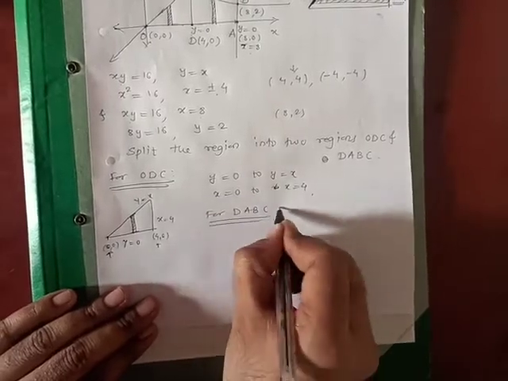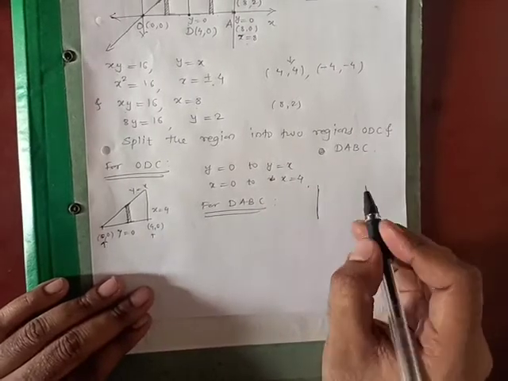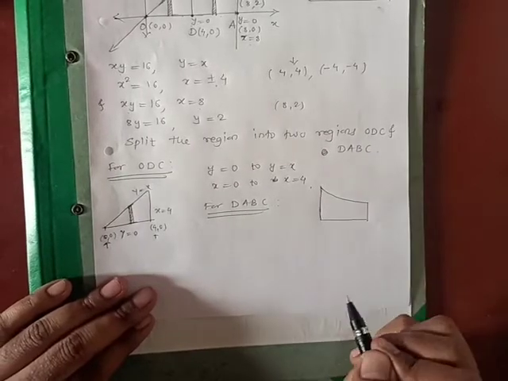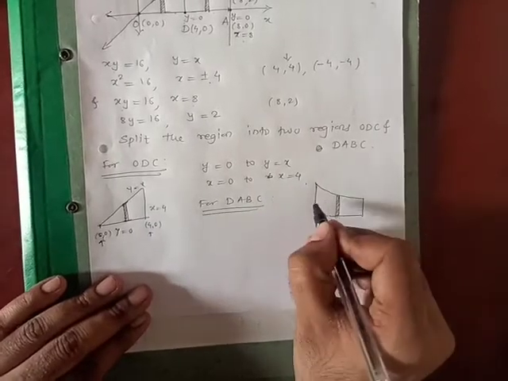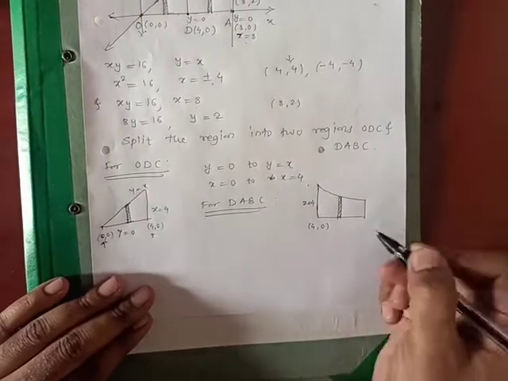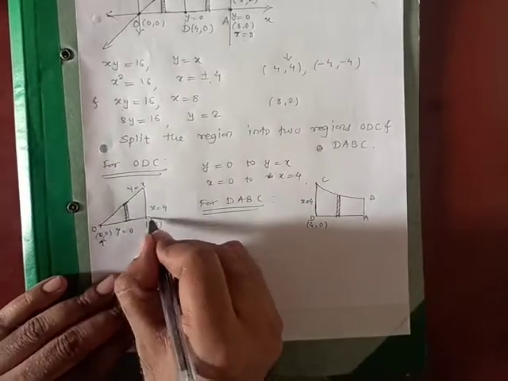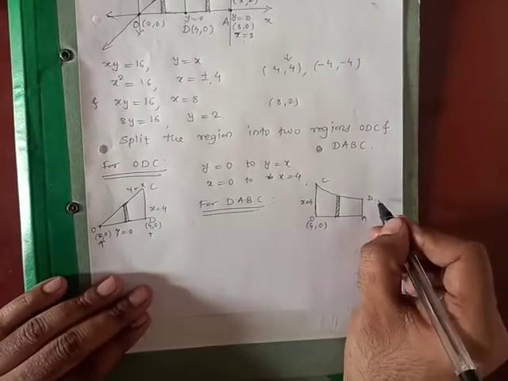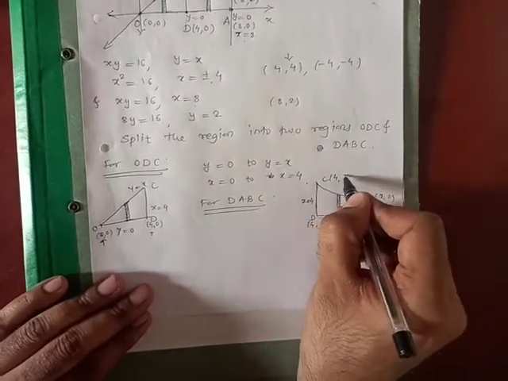Similarly, for DABC, again DABC is the region like this. I'll just draw it. As you are already aware, this is the region, right? Roughly, we have taken a strip parallel to y-axis. This is x is equal to 4. This point is 4, 0. This is DABC. This is ODC, right? So for DABC, this point is 8, 2. This point is 8, 0. This point is 4, 4.